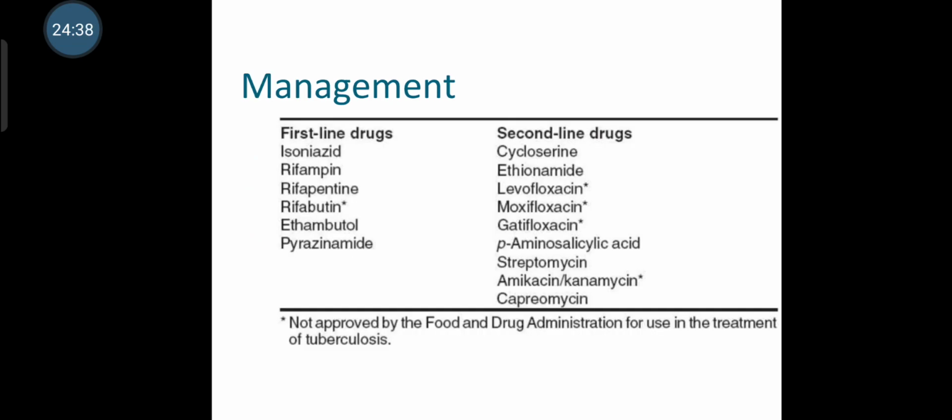Management or treatment. There are two types of drugs which are used for the treatment of tuberculosis. One is the first line drugs. First line drugs are the compulsorily used drugs in the drug therapy. Second line drugs are those drugs which are used as an adjuvant with the first line drugs. So first line drugs include isoniazid, rifampicin, rifabutin, ethambutol and pyrazinamide, while second line drugs include cycloserine, ethionamide, levofloxacin, moxifloxacin, gatifloxacin, para-aminosalicylic acid, streptomycin, amikacin, kanamycin, capreomycin, etc.